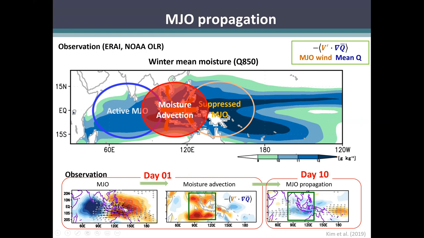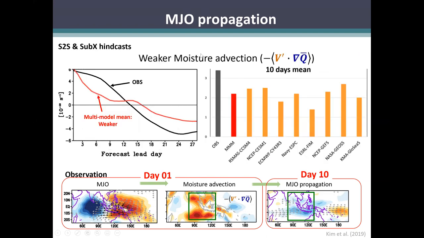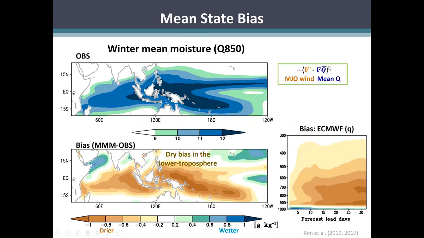So then we can compare this moisture advection term in the S2S models. Here this shows the moisture advection term as a function of forecast lead time over the boxed area. You see in observation, it decreases as the MJO propagates through the Maritime Continent to the Western Pacific. But in the multimodel mean, you can see the moisture advection is much weaker than observed. And then we try to understand how the mean moisture distribution impacts the advection and propagation.